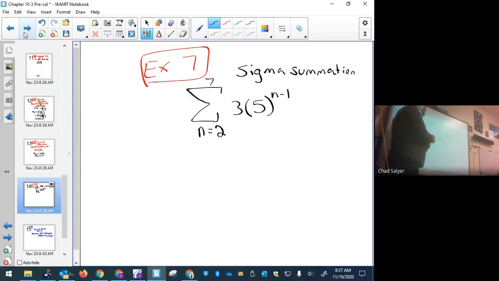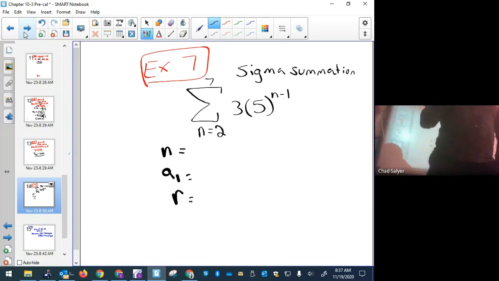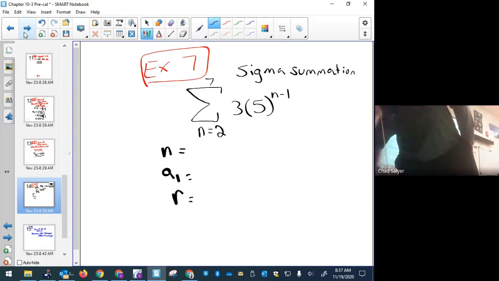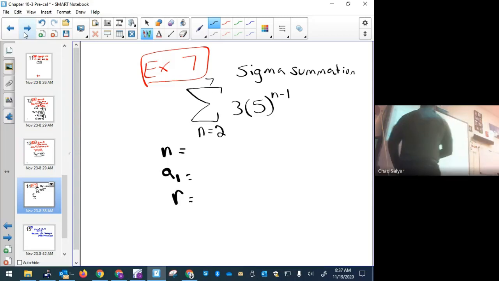Okay, so let's do a sigma summation. Remember, we need three things to do this with the formula. We need n, we need a sub 1, and we need r. So finding those from this formulation can be a little bit challenging. N is going to be upper bound minus lower bound plus 1.